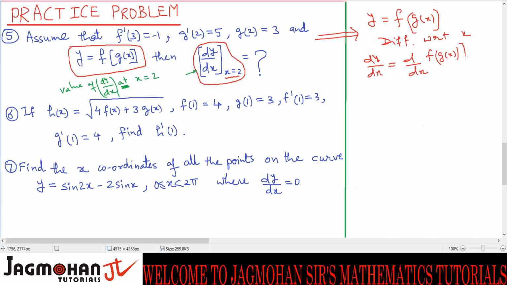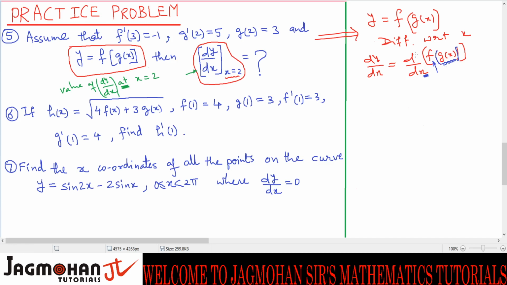So when I differentiate f of g of x with respect to x, I will notice that the function to be differentiated here, the main function, the outer function is f, but its variable is not x. It is not f of x, it is f of g of x. Though we are differentiating with respect to x, the variable of this function is not x, it is g of x.